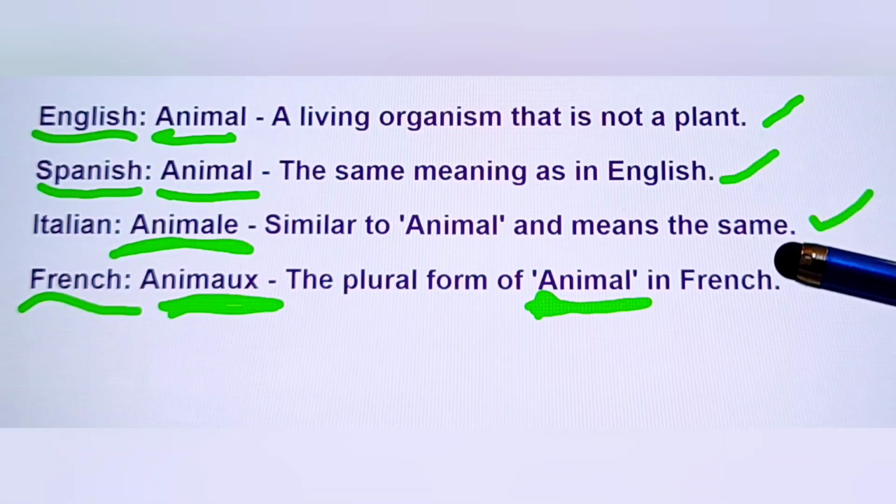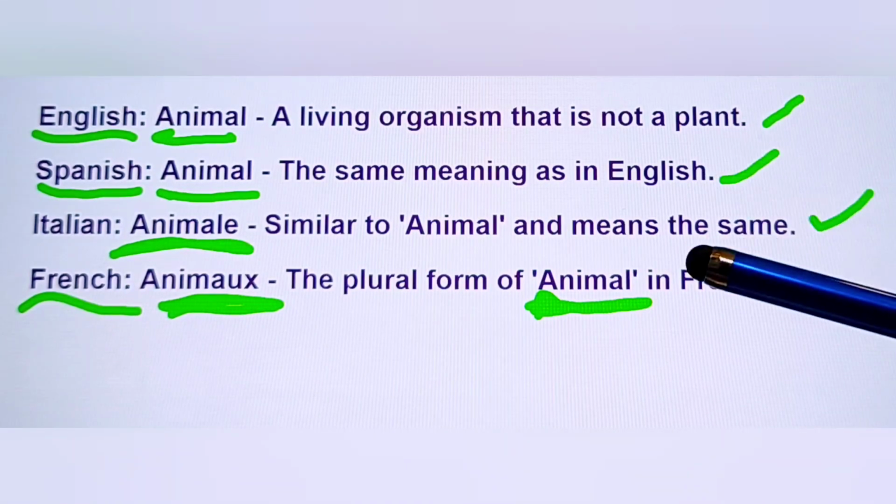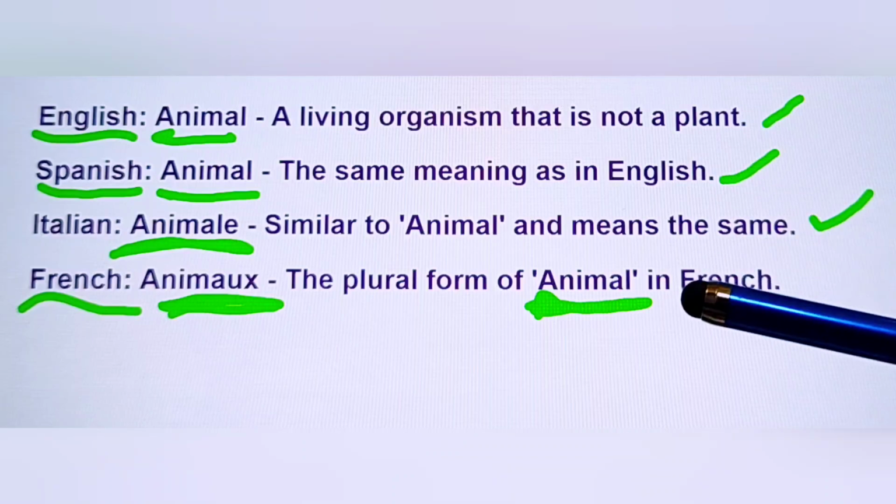Hopefully you understand how to remember vocabulary in the English language.